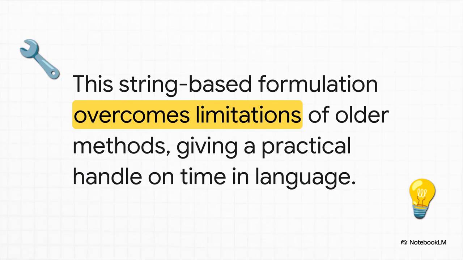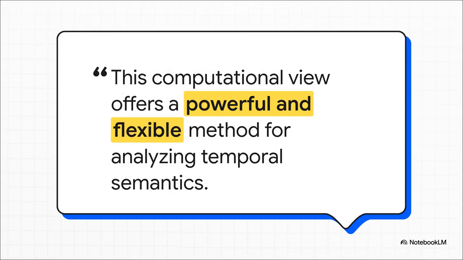So here's the bottom line. The really crucial point is that by thinking about time and events as these neat, orderly strings, we're giving computers a tool that smashes through the limitations of those older, messier models. It's a practical, manageable way to get a handle on the super slippery concept of time in our language. When you step back, you realize that looking at language through this kind of computational lens isn't just a gimmick. It's a genuinely powerful and flexible new way to analyze one of the most basic things we do as humans, how we talk about and understand time.